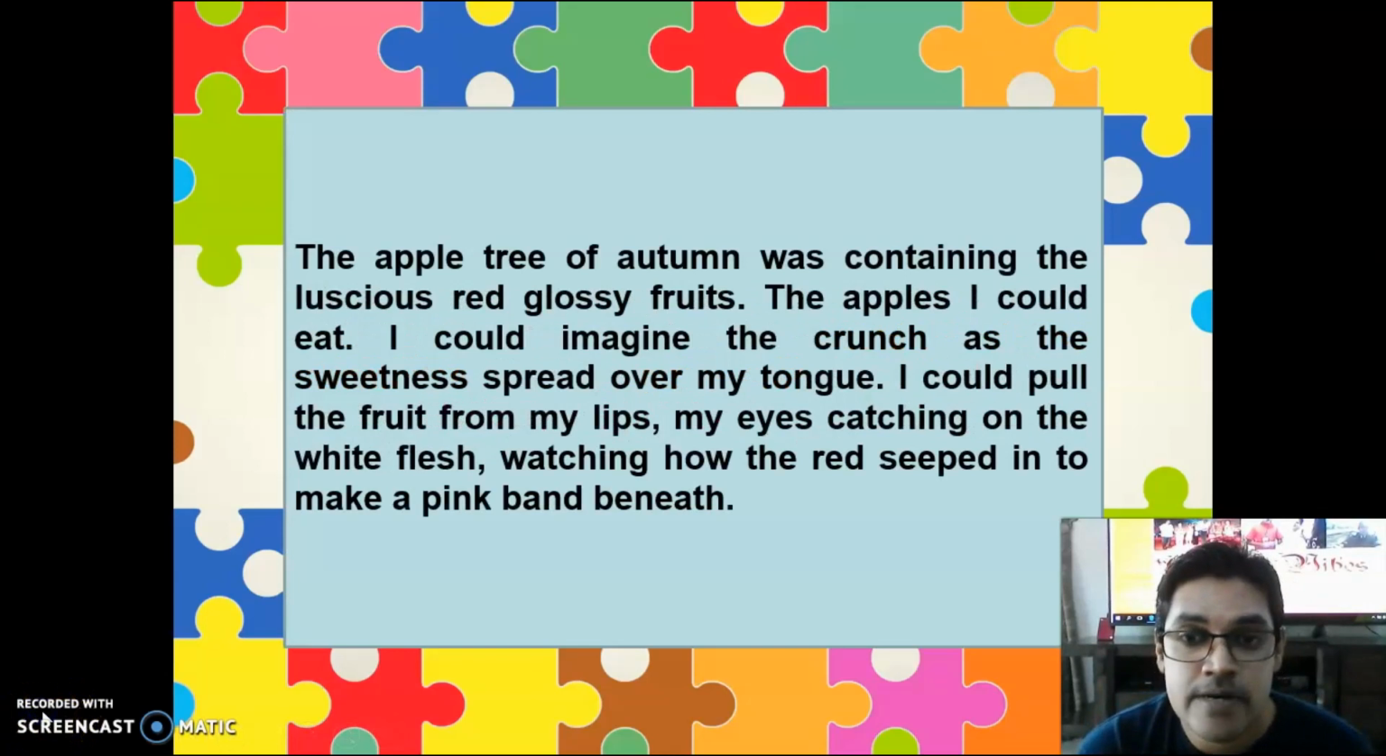Okay, this is an example using another idea on describing the tree. Let us see. The apple tree of autumn was containing the luscious red glossy fruits. The apples I could eat. I could imagine the crunch as the sweetness spread over my tongue. I could pull the fruit from my lips, my eyes catching on the white flesh, watching how the red seeped in to make a pink band beneath. Okay, you see?